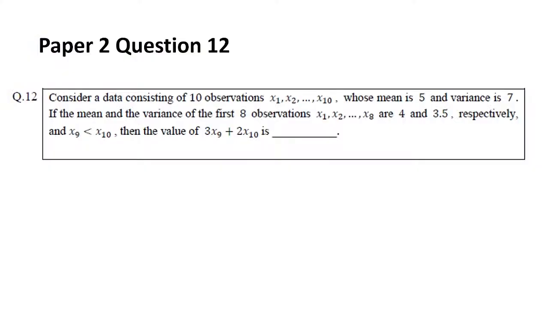So question number 12. The given data is: we have 10 observations x1 to x10, the mean is given as 5 and the variance is 7. The mean and variance of the first 8 observations, x1 to x8, are 4 and 3.5. We need to find the value of 3 times x9 plus 2 times x10.